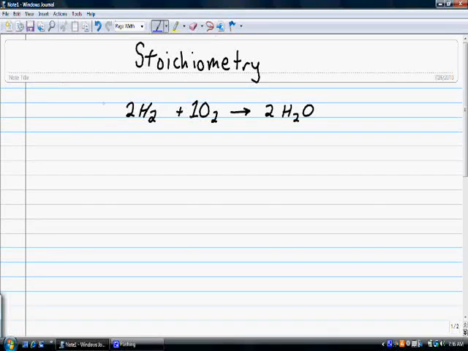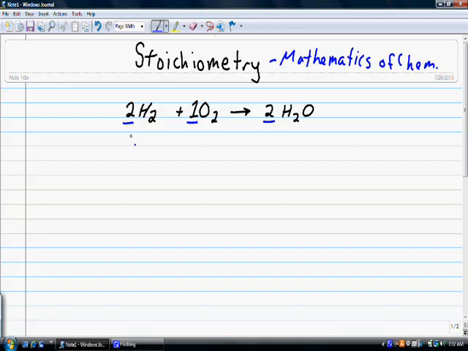The discussion of stoichiometry, or the mathematics of chemistry, begins with a simple balanced chemical equation. It's important that we have the balanced chemical equation in front of us because this is going to give us a ratio of the moles of substances that are reacting together and the moles of products that are produced. Remember, we talked about how coefficients in front give us the ratio of particles that are reacting.